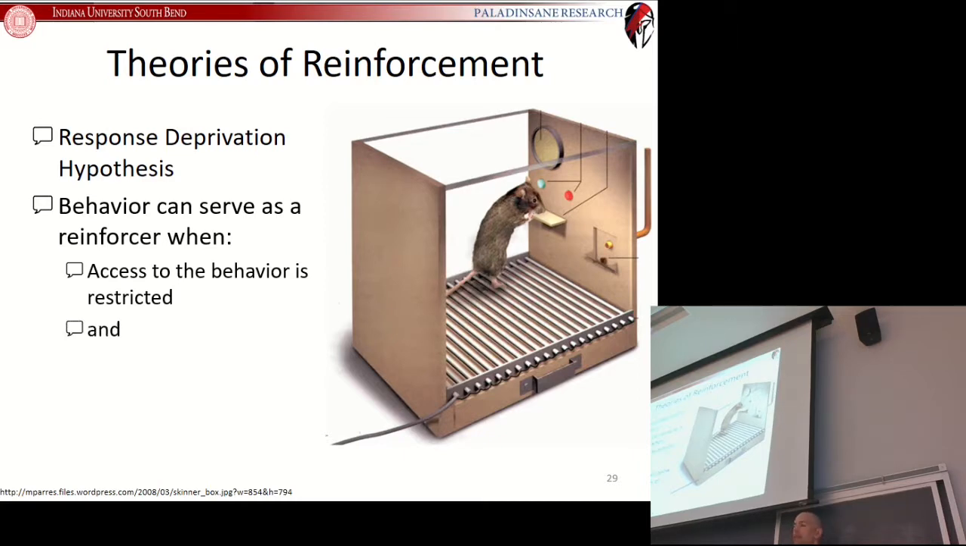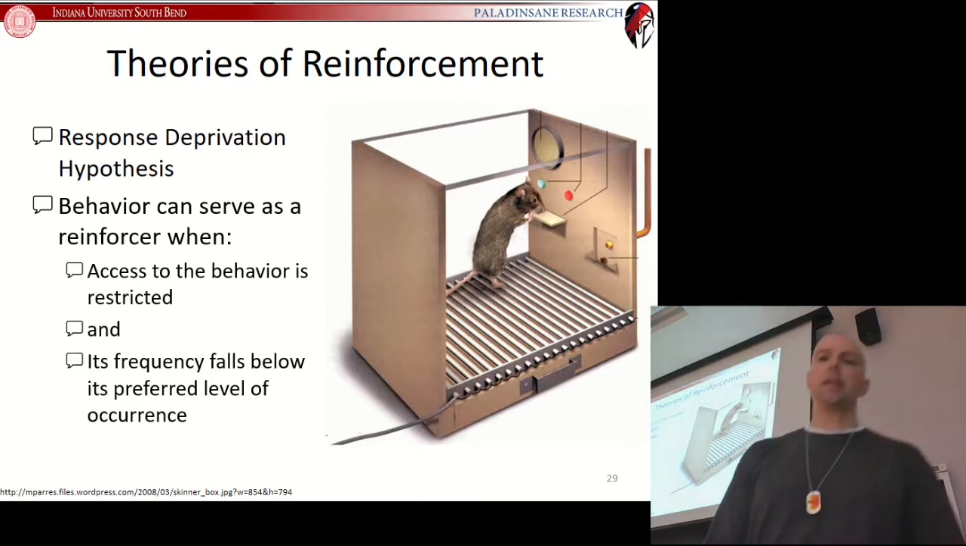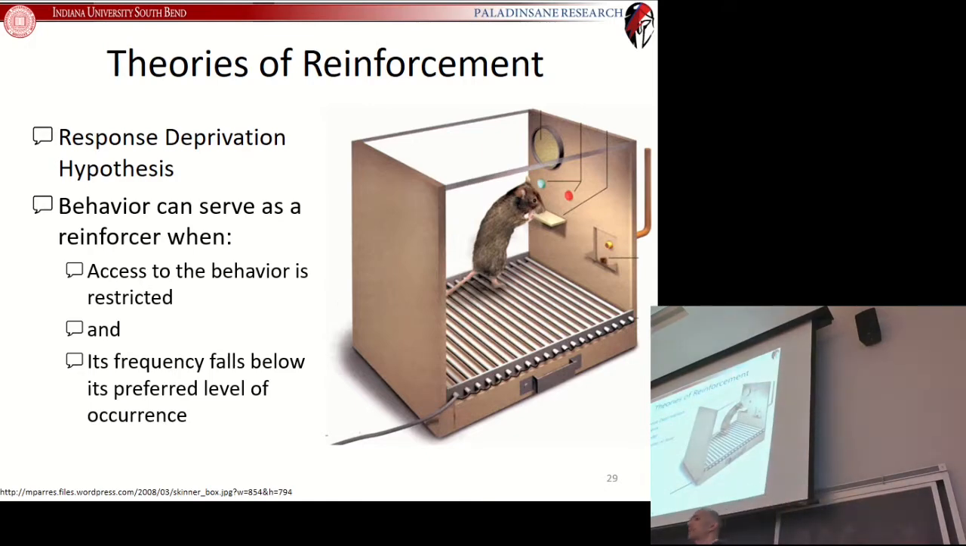And then the second criterion is that restriction leads to the frequency of that behavior falling below its preferred level of occurrence. And if you satisfy those two criteria, you know that that behavior can be used as a reinforcer. So once again, if you want to know whether something is a reinforcer or not, you need to restrict access to that behavior, and you need that behavior to fall below the preferred level of that behavior's occurrence. And if those two are satisfied, you know you're dealing with a reinforcer before you ever offer it to the individual.